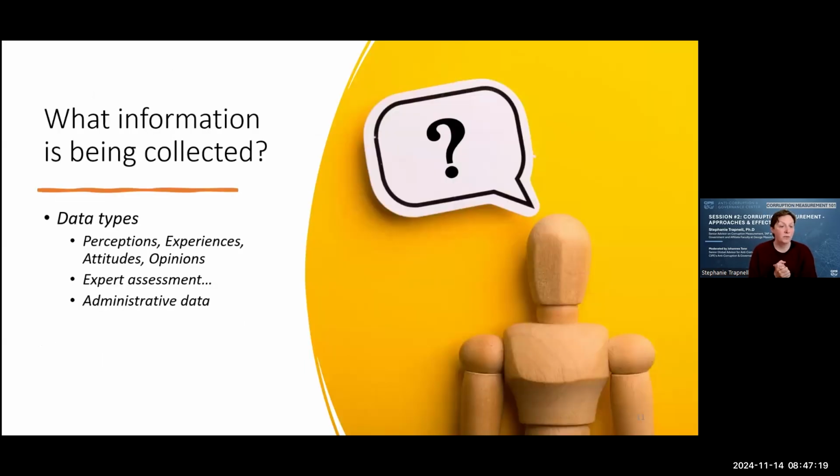So what information is actually being collected? You can categorize data types any way you like, but this is the way that I have done it for the last 20 years, and it's just been really helpful at the outset when I look at a data set to understand what is actually being collected, and then more complex questions can come later. But generally speaking, you have these three big types.